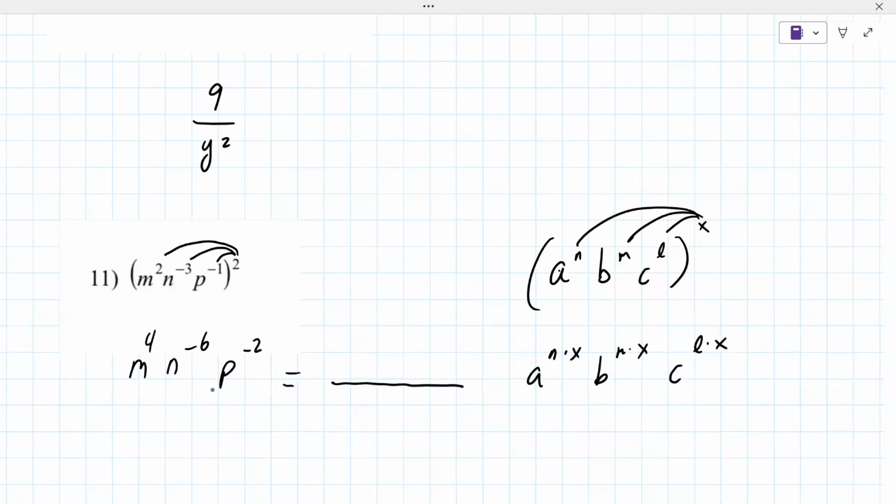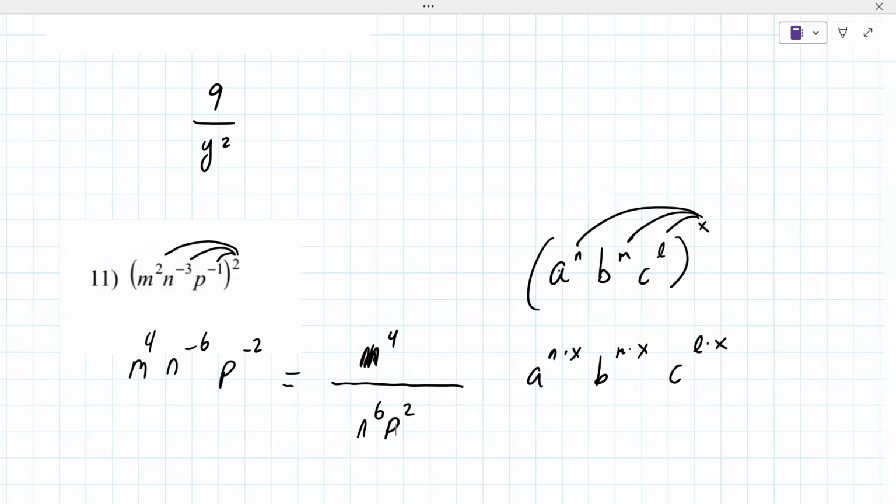Could you tell me what the final answer is with no negative exponents? Is it n to the fourth over n to the eighth? These are not the same. N and P are different, so you cannot combine those. Sorry, I miswrote it. Like n to the sixth, p to the second. Yeah, very good.